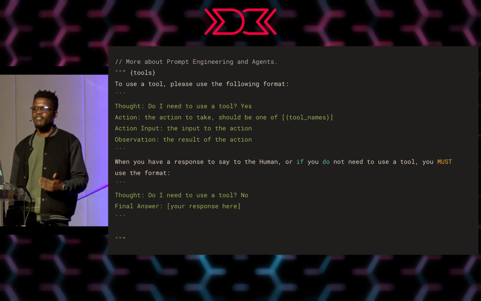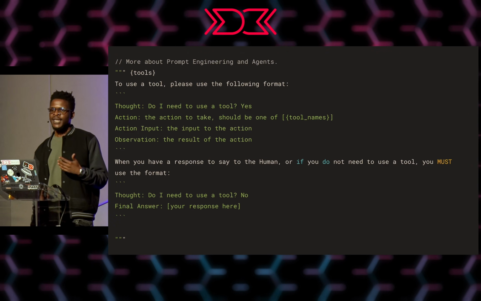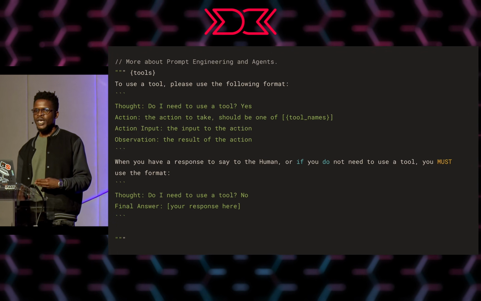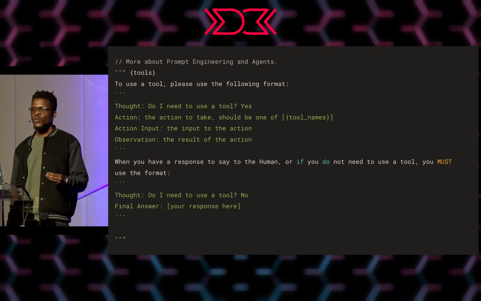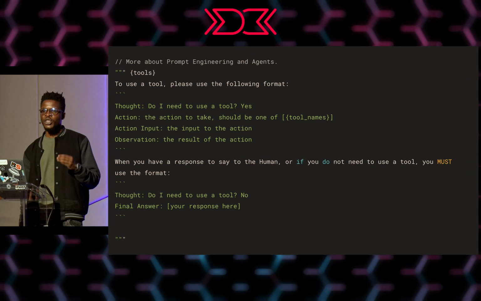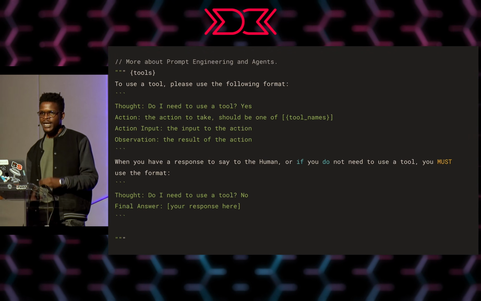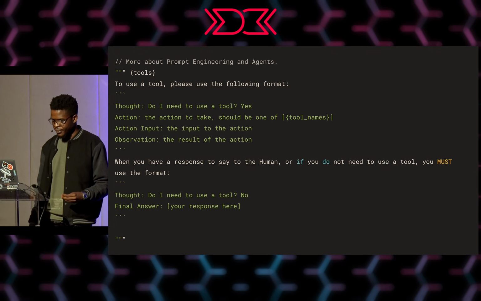And within that function, you add a doc string, and that doc string is more information for the LLM to know what the tool is supposed to do, so that when it is going through that thought action process, it picks the right tool based on the question.